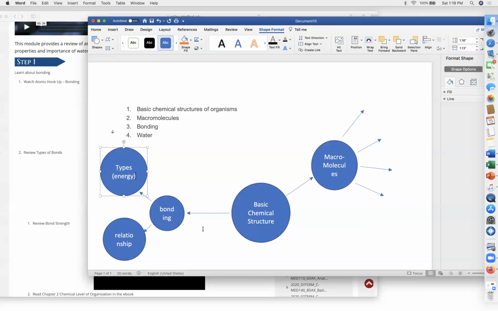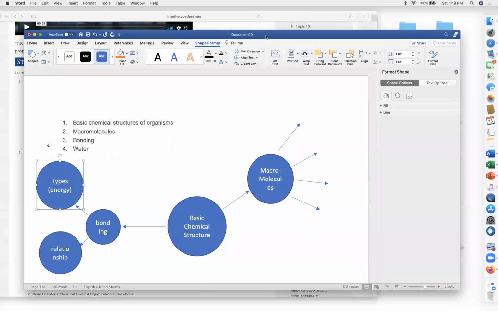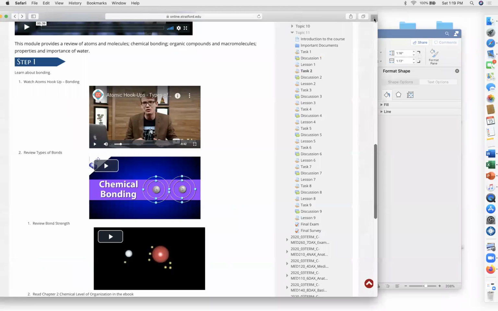I'm already currently doing my MBA. I have to do this all the time because certain processes are very complex, and if you don't see them visually, it gets really crazy. So let's look at what a concept map kind of looks like.